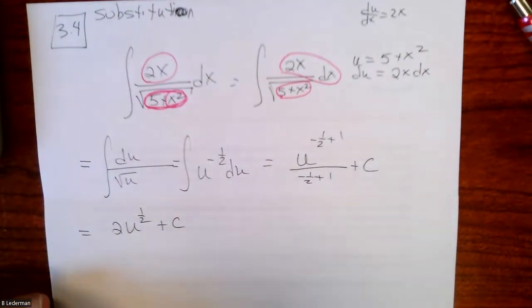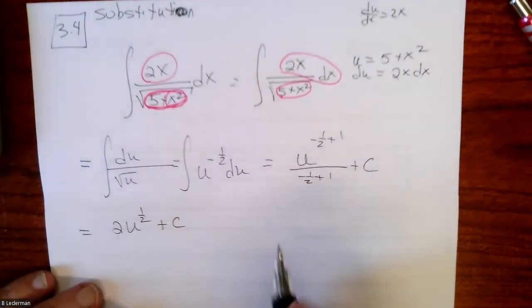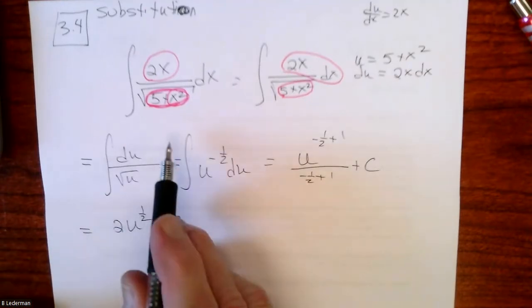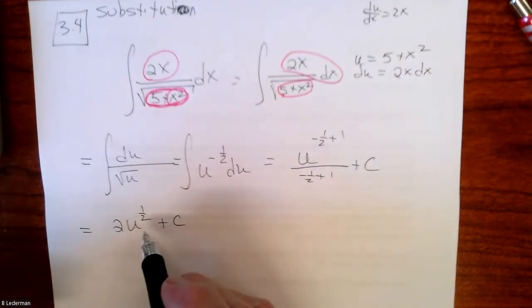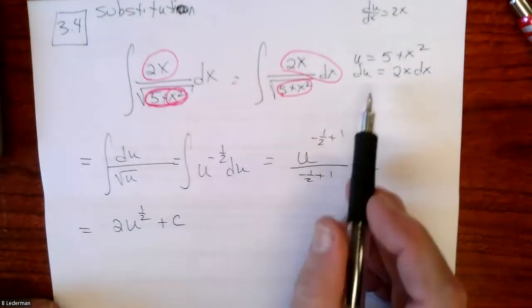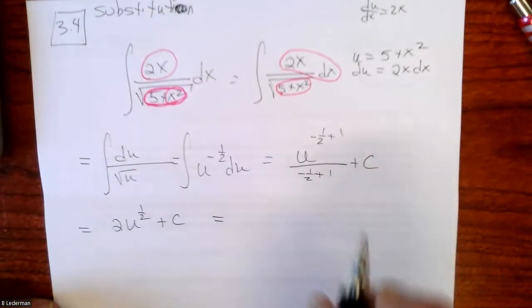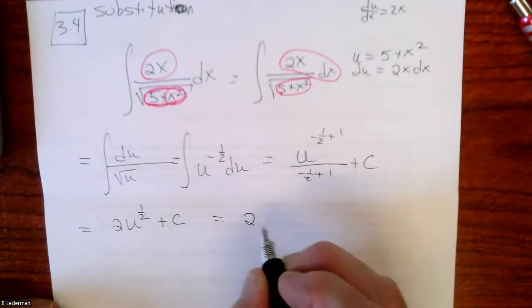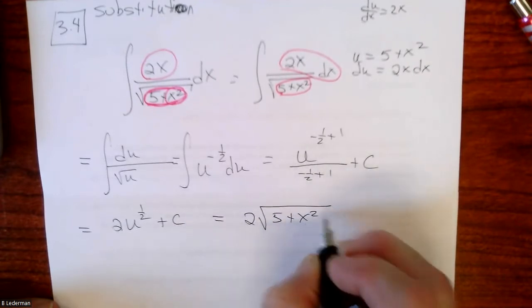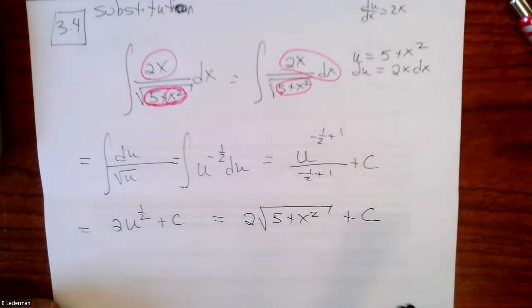Now we can't celebrate just quite yet, because what's u? Our original problem had an x in it. We don't know anything about a u. Well, we know because we made that substitution. So now I'm going to back substitute, and this is equal to 2 times the square root of 5 plus x squared, plus c. And that is my final answer.